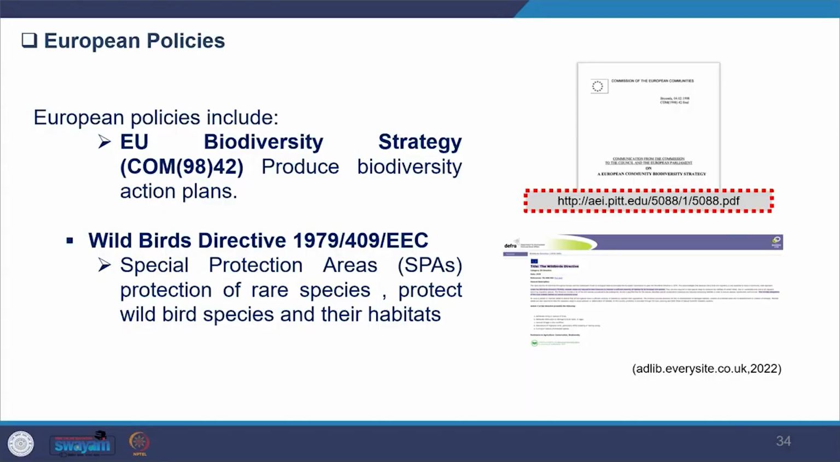And if we look at the European level, there are several policies and directives which require establishment of areas to protect biodiversity and planning of development, and particularly to ensure that all the threatened species can be maintained at a favorable conservation status. In that we find the EU biodiversity strategy, which requires the European Commission to produce biodiversity action plans. So they are going to make BAPs, biodiversity action plans.